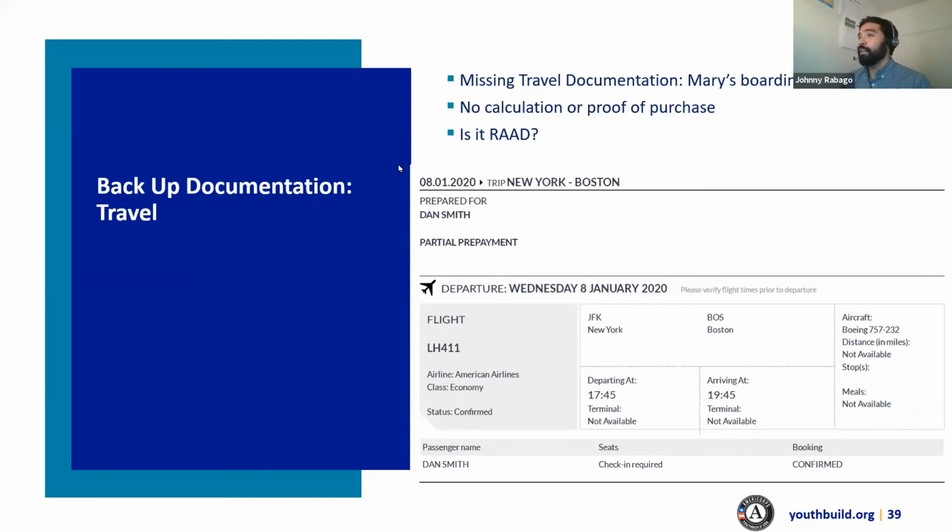Maybe it's $300. I don't know about you, but for a flight from New York to Boston, $600 seems like a lot. I don't think it's pretty rad to fly first class. But yeah, so no calculation provided or proof of purchase for this flight. It's great that they provided a boarding pass, but there's no information provided. That's one of them.